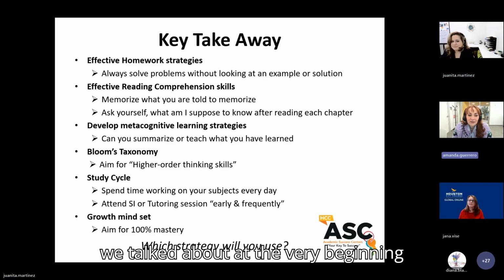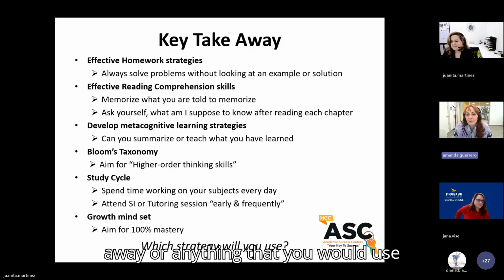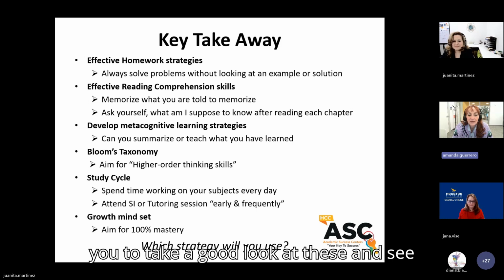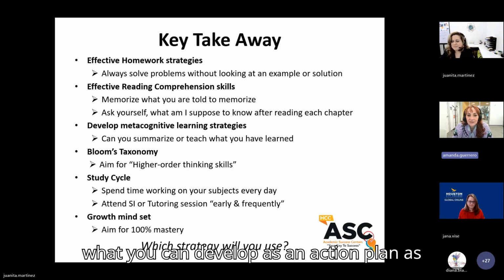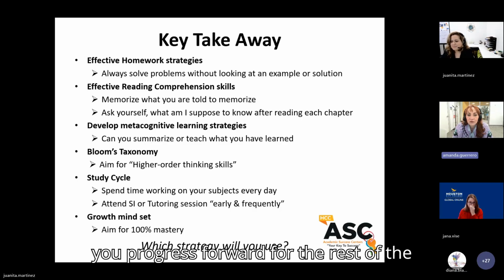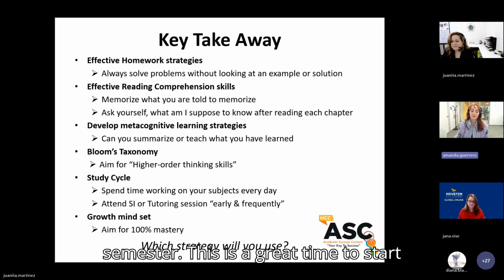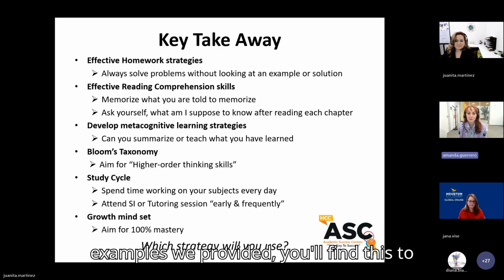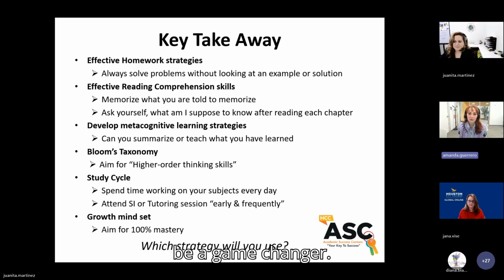We talked about at the very beginning that we could go through this entire workshop and you can listen, but if you didn't actually have anything to take away or anything that you would use action item wise, it's useless to just listen, right? So I want you to take a good look at these and see what you can develop as an action plan as you progress forward for the rest of the semester. You're still so early on in the semester. This is a great time to start implementing some of these strategies, and hopefully, just like some of the examples we provided, you'll find this to be a game changer.